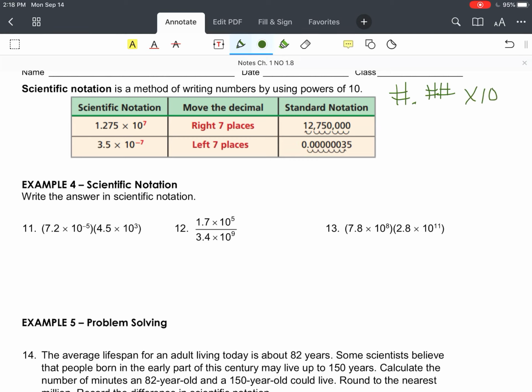Times 10 to the, and it's either going to be a negative or a positive exponent up here. Positive exponents mean that the number's big. Negative exponents mean your number is small. They're going to be less than 0. So the exponent, in this case 7 in the first example, means you're going to move the decimal 7 to the right, giving you this 12,750,000 number. In my second example, I'm moving negative 7, so 7 to the left. So you're getting a really, really small number. It's still a positive number, but a number very small and very close to 0.